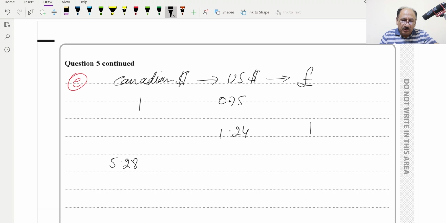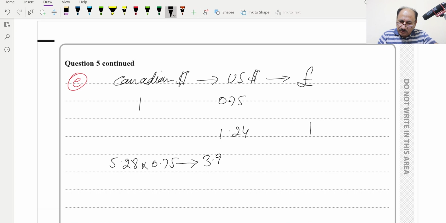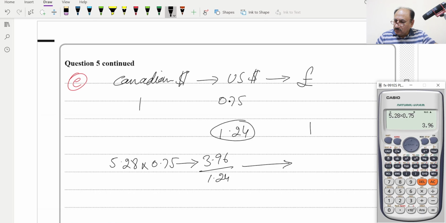Now we have 5.28 Canadian dollars. So to convert this one, we will be multiplying this by 0.75, and we will get US dollars, and US dollars will be how many? 5.28 into 0.75, and this will be equal to 3.96. So 3.96, and this will be divided by 1.24 to convert into pounds, and this will give us pounds, which will be equal to 3.19.